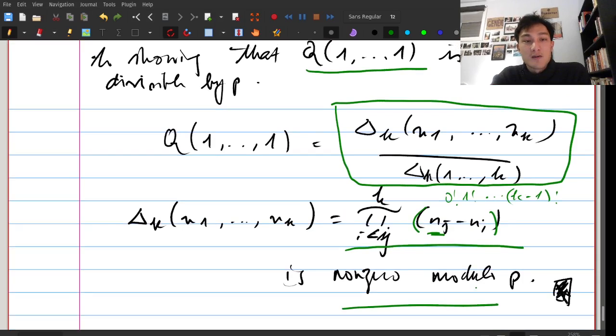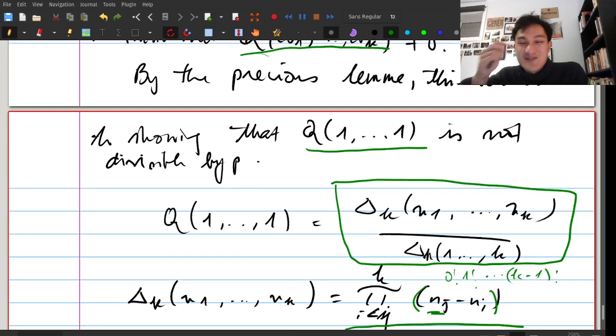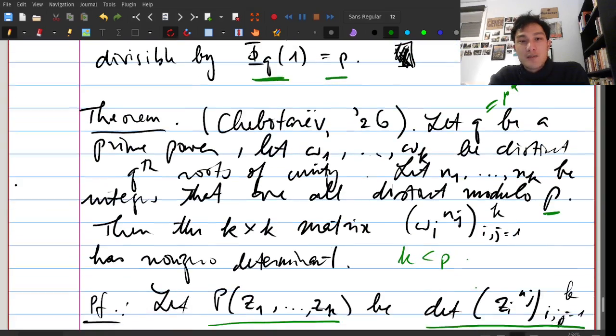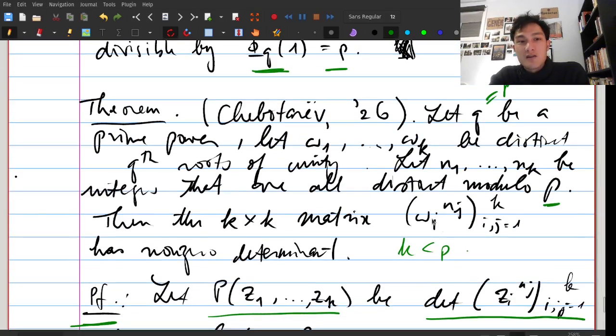So Chebotarëv's lemma was really, really simple, once we took all the annoying things about this proof and put them in the previous video. So now we have something very simple, but we've shown that for any integers that are distinct modulo p, any distinct qth roots of unity, this matrix here, which is a generalized Vandermonde determinant, is non-zero.